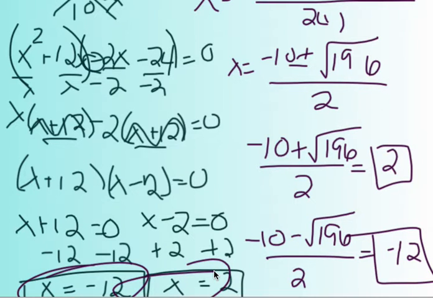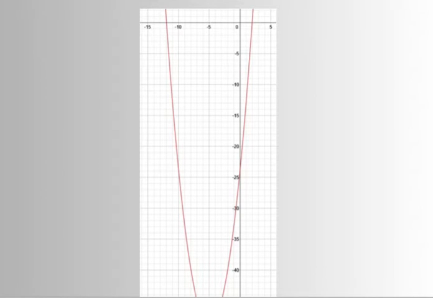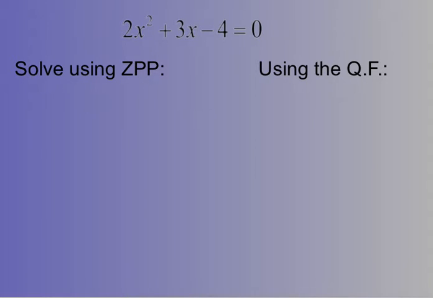So really, you can be choosing what method works comfortable for you. On this practice sheet, though, I do want you to practice both methods. So then, if you look at this graph right here, you'll notice that it's crossing the x-axis at 2 and negative 12. So again, the solutions to our quadratic are also the x-intercepts of the graph. So now we are going to solve this using the zero product property.